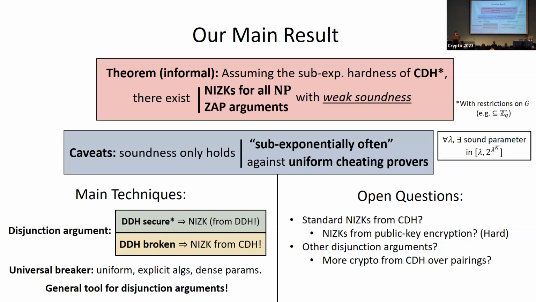In particular, can we build more cryptography, for instance, using CDH over pairings? Over pairings, DDH is easy. You can test yourself whether something is a DDH tuple. Can we get more crypto using this kind of disjunction argument?